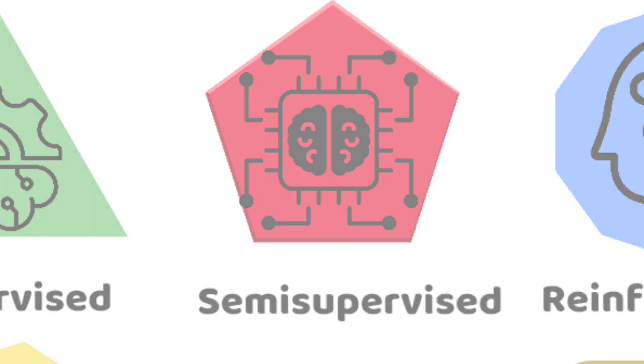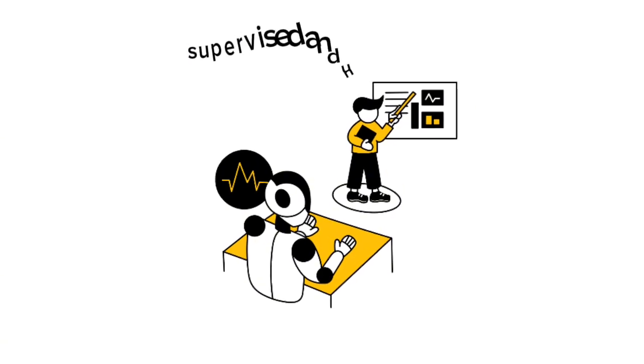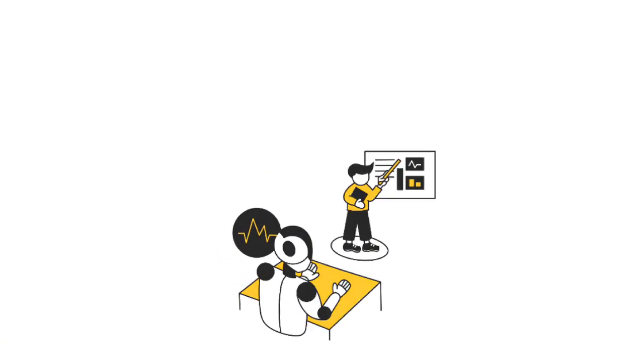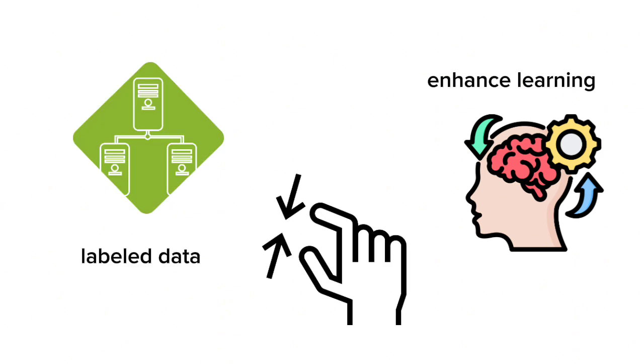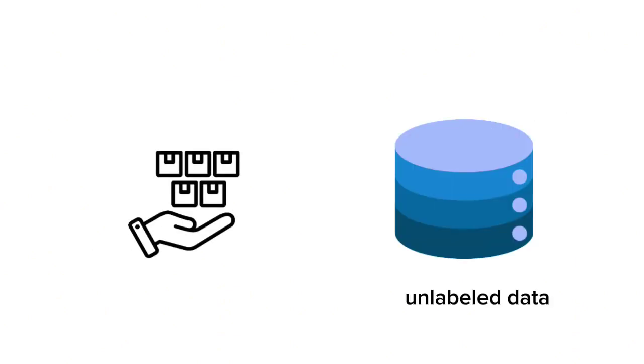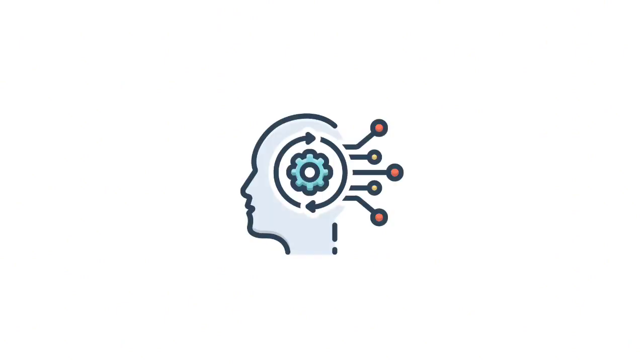Semi-supervised learning. This type of instruction blends aspects of both unsupervised and supervised learning. To enhance learning, it makes use of a smaller quantity of labeled data in conjunction with a larger quantity of unlabeled data. This class of algorithms includes label propagation, co-training, and self-training algorithms.